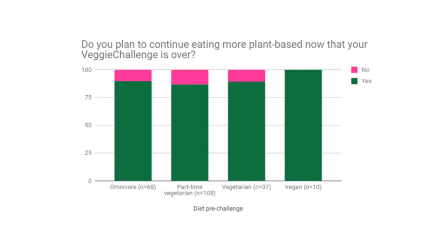So we know that there is at least some amount of diet change. Doesn't mean that they go vegetarian, doesn't mean that they go vegan, but there's some amount of diet change in almost all of the participants. And if you split it up by pre-challenge diet group, so the diet that they had before they started out, you see that it's equal over almost all groups, except of course the vegans, which we're quite happy to see that they're all staying vegan after the challenge. We wouldn't want them to change back.